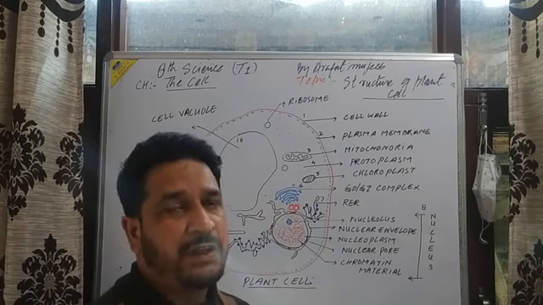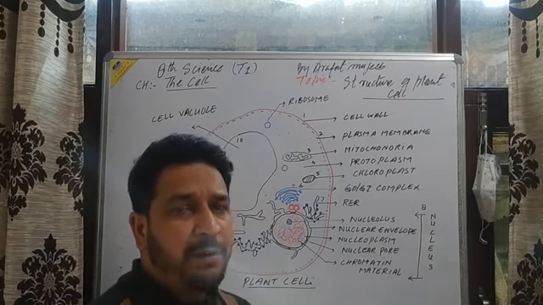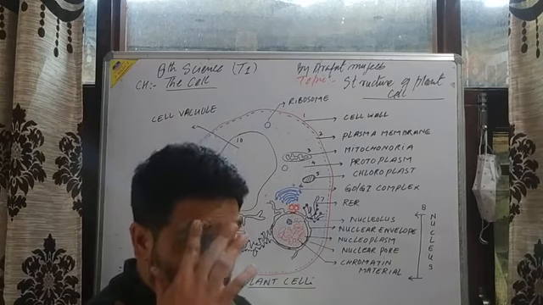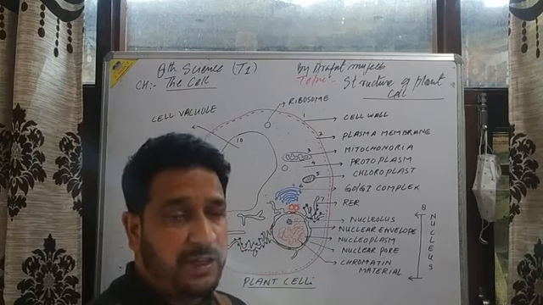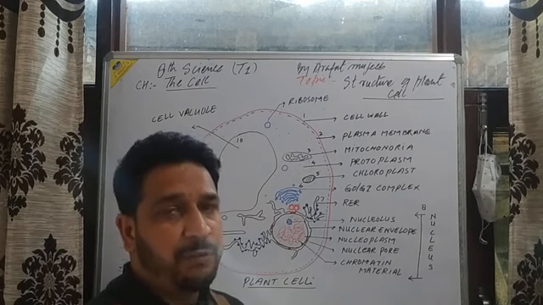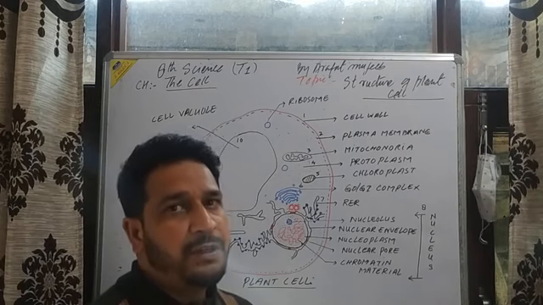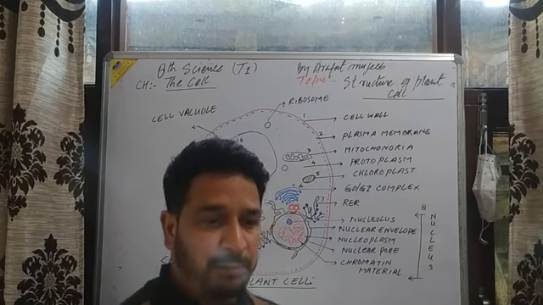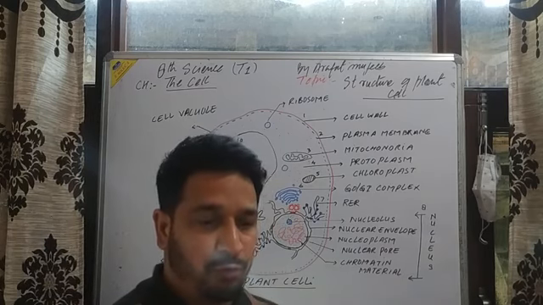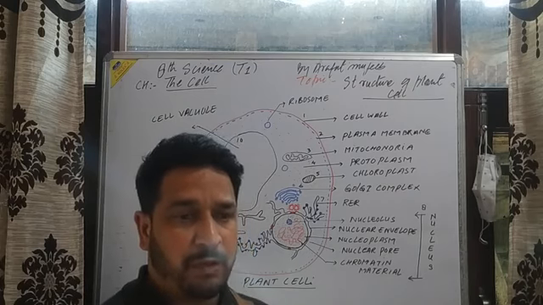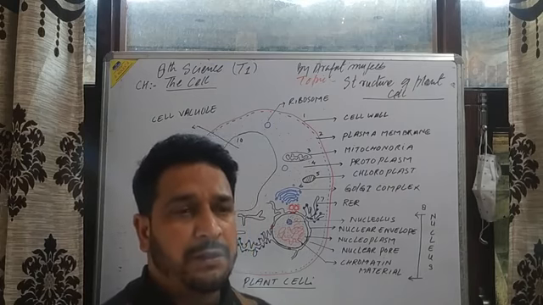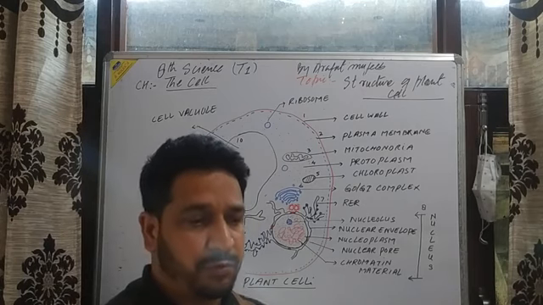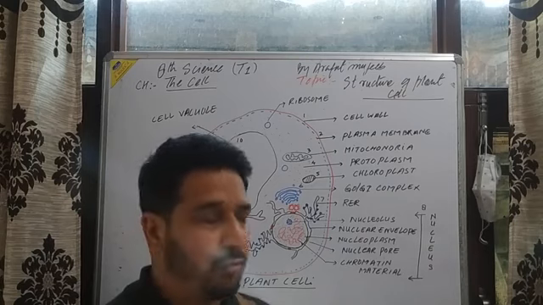It makes the selection in the passage of the material, food material, other material, biomolecules, whenever they have been used up by the cell. Therefore it is known as selectively semi-permeable membrane. Permeable means which allows the material to go through roughly, and semi-permeable means it allows the partial material to go in and to go out.